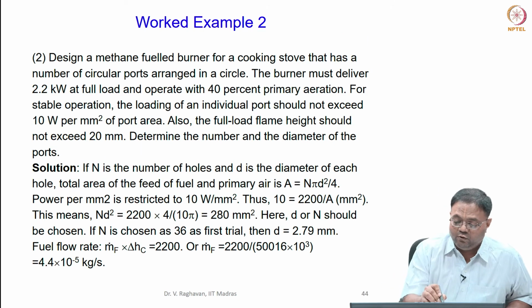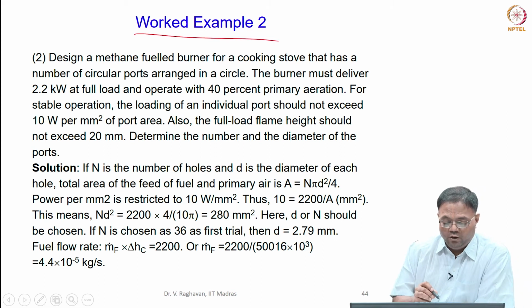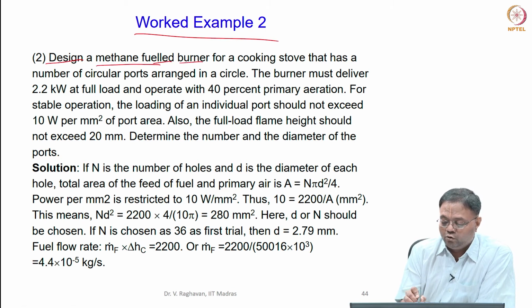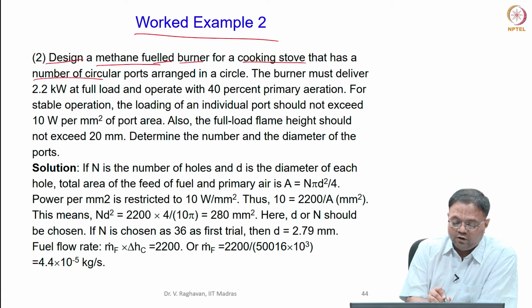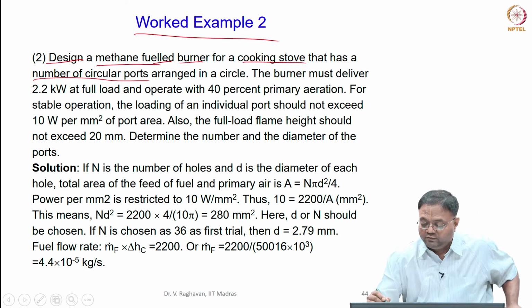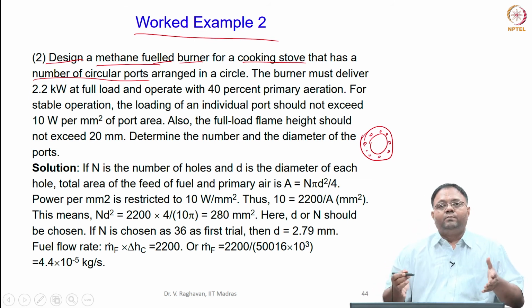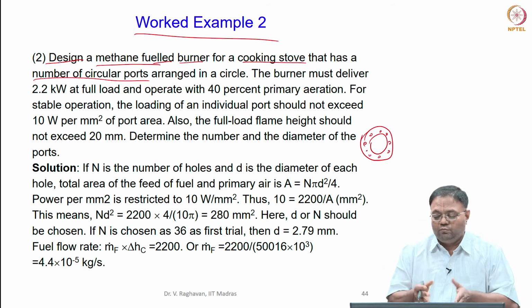Next, the final example. Here we need to design a methane or natural gas fueled burner cooking stove that has a number of circular ports arranged in a circle. So, for example, you have a circular burner like this, and there are a lot of circular ports through which methane comes out. Okay, methane comes out and burns. This is the top view that I am showing, some holes through which the methane is coming out.